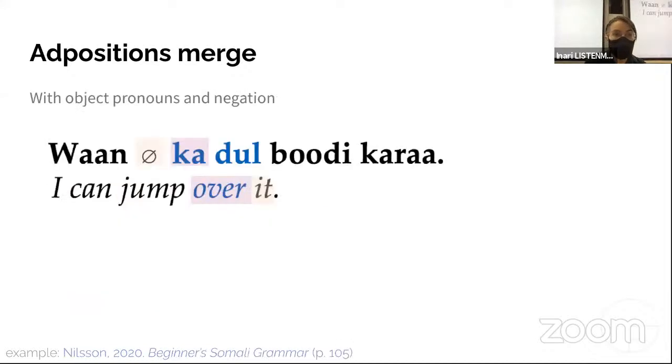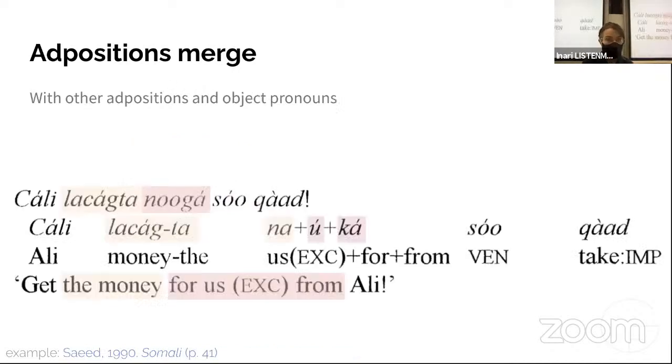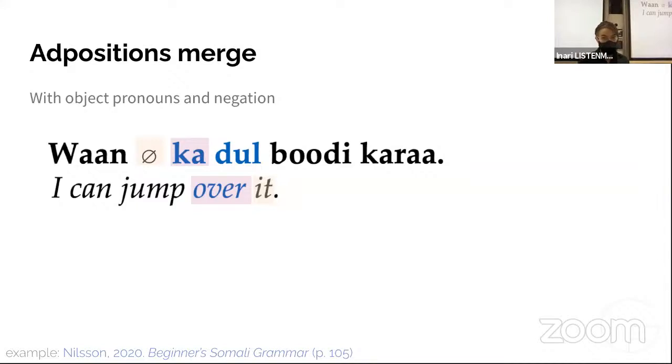The next thing it merges with is negation. This example doesn't have negation, just to give you contrast. I'm just using it to explain the combination. What is this kahdul? The whole adposition kahdul means over, but just the part ka is the merging adposition. Again, ka, just like we saw here, means from on its own. The dul is the part that gives the semantic meaning over.